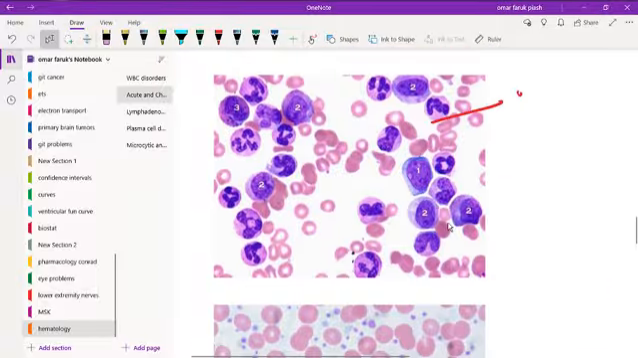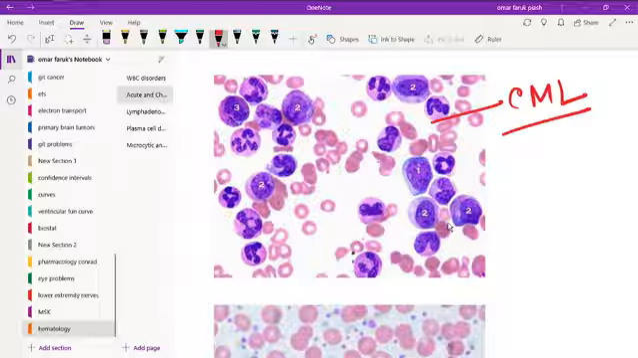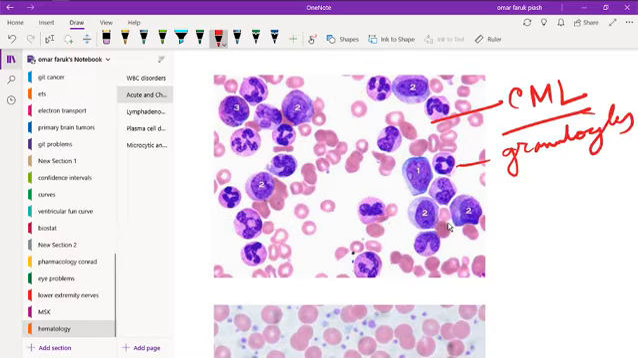Now, this is the picture of CML, chronic myeloid leukemia. In chronic myeloid leukemia, there is neoplastic proliferation of the mature myeloid cell. In myeloproliferative disease, there is neoplastic proliferation of the myeloid lineage. All the cells are enhanced, but there is particular increase of a particular cell. Like in chronic myeloid leukemia, there is neoplastic proliferation of the mature myeloid cells, especially granulocytes, and their precursors. And what you have to remember is that in chronic myeloid leukemia, there is 9;22 translocation.